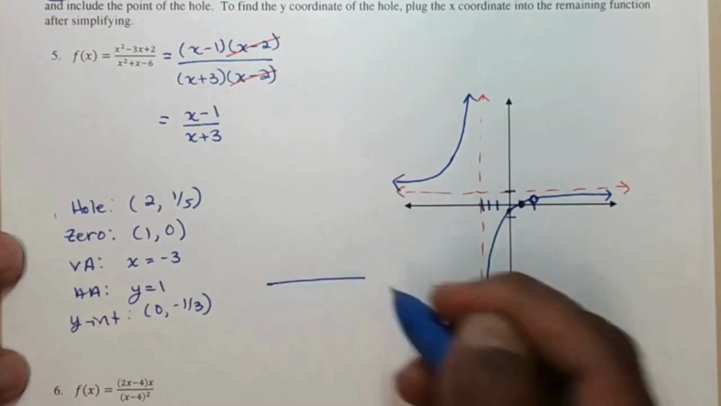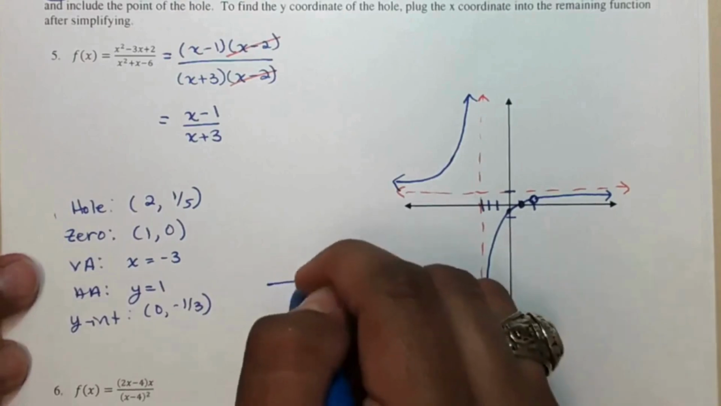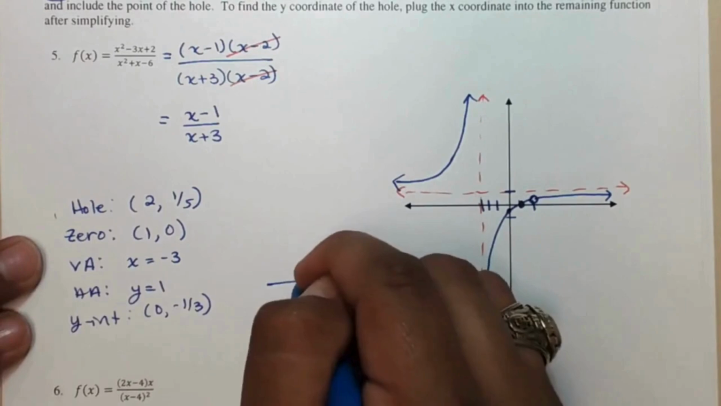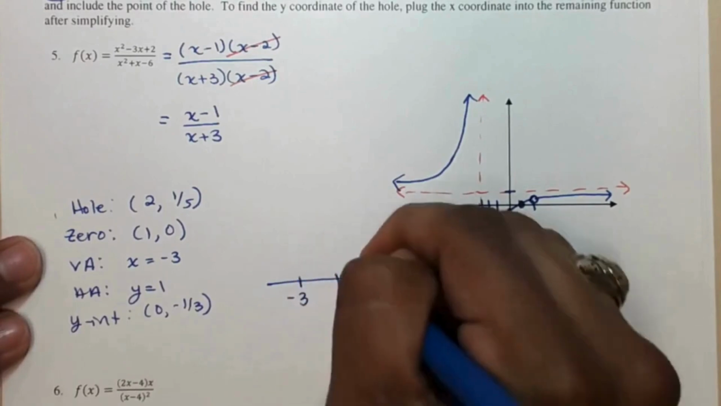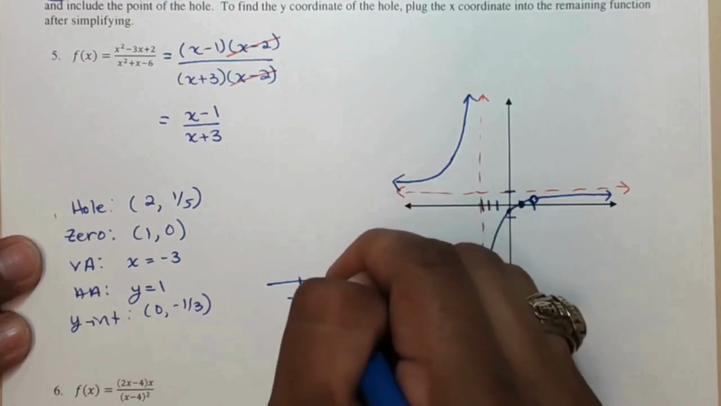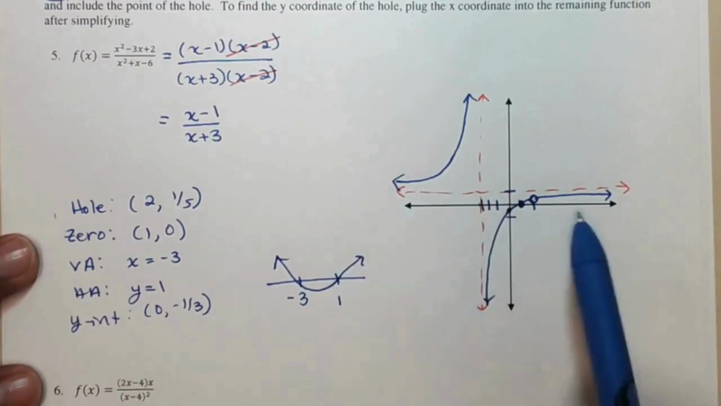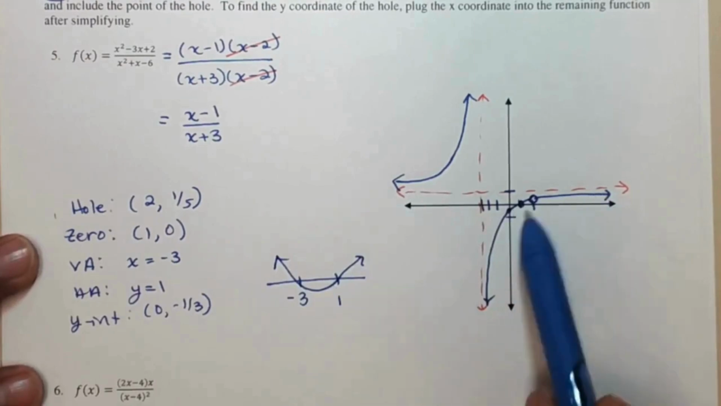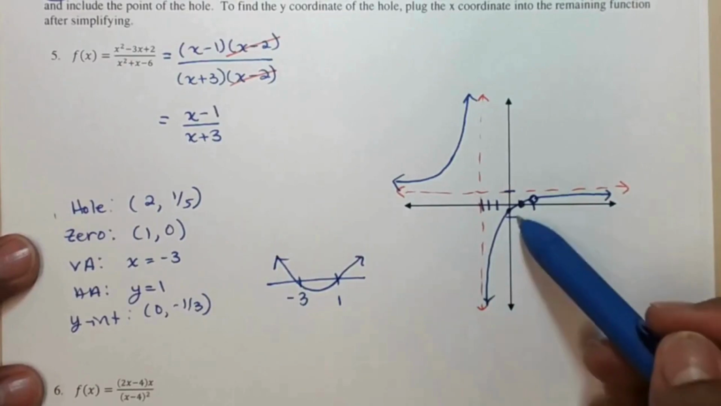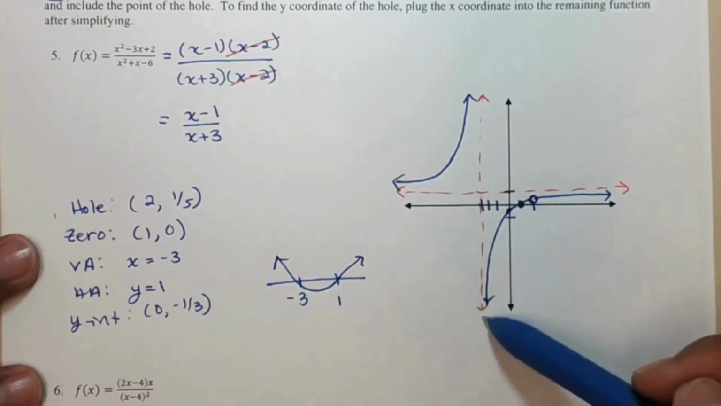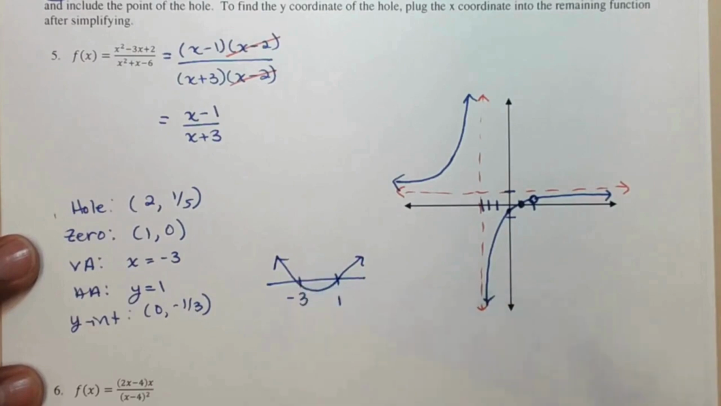You can also do a wave where we're doing just the 0 and the vertical asymptote, so -3 and 1. And the leading coefficients are positive, and they're all single roots, so you do that. So to the right of 1, it's above the x-axis, check. Between -3 and 1, below the x-axis, check, and then above the x-axis to the left of -3, which works.